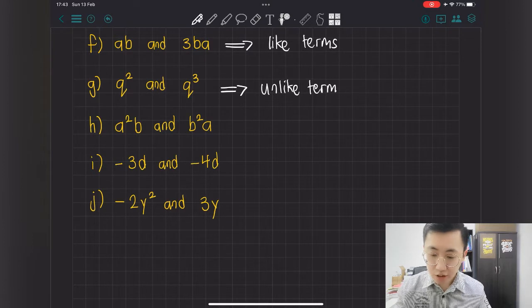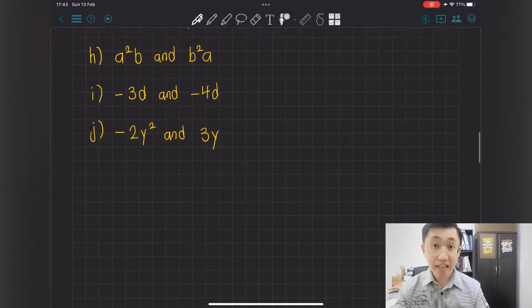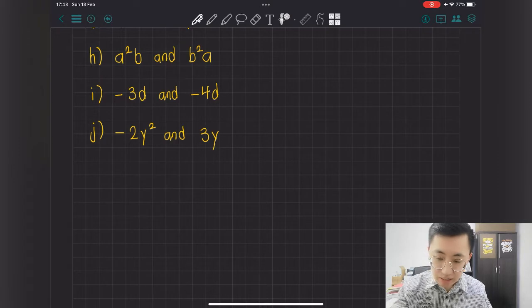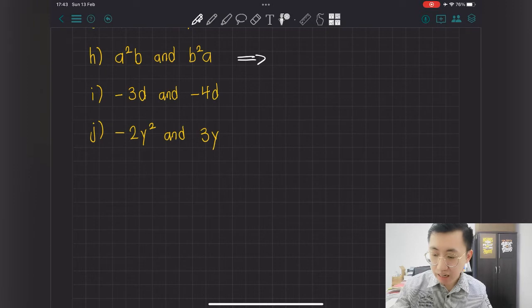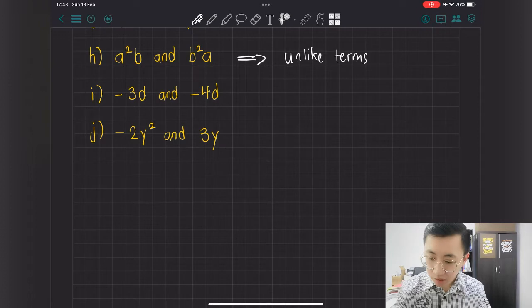Okay, let's go for the last three. H, a square b. We pronounce this as a square b, and the other one is b square a. So what are these? These are actually unlike terms. Now why? Let's look. So this one, the square falls beside a, so meaning to say that this is a square b. There are two a's. Now for the other one, the square is just beside b. So b square, referring that there are two b. So they are totally different.